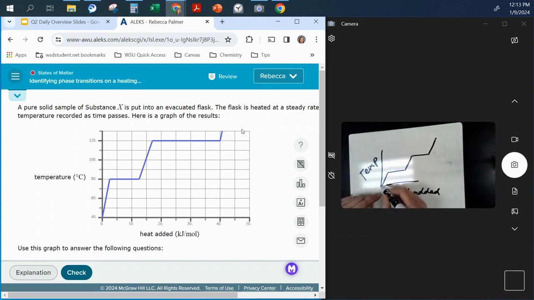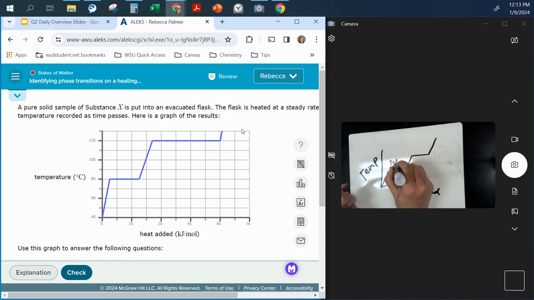So on this first curve, this is where it's a solid. And then you add heat until it gets to this point. Then the temperature stays constant. While it's staying constant, what's happening? It's melting. Good. Melting or freezing point. Good. And this melting and freezing point has 2 phases. What are the phases here?